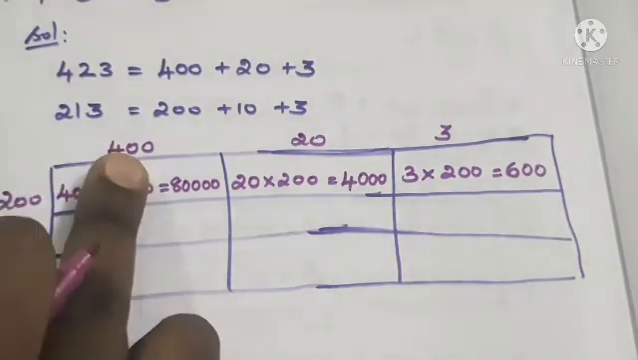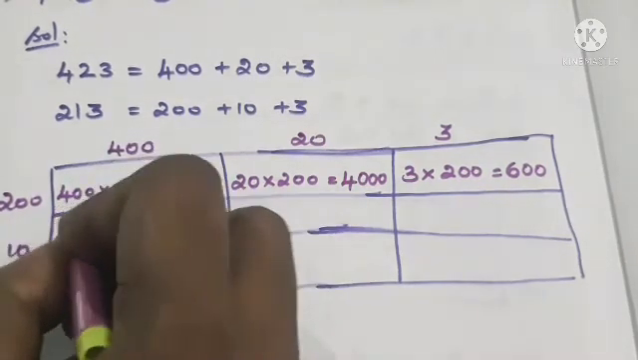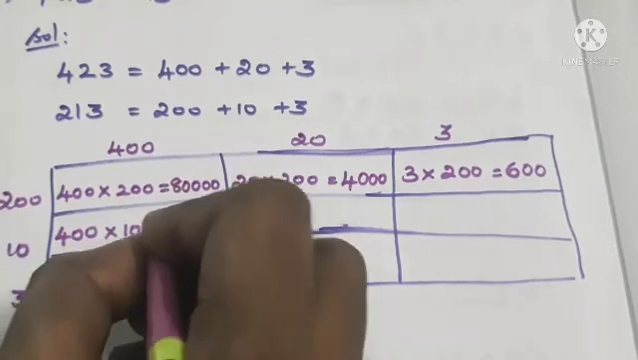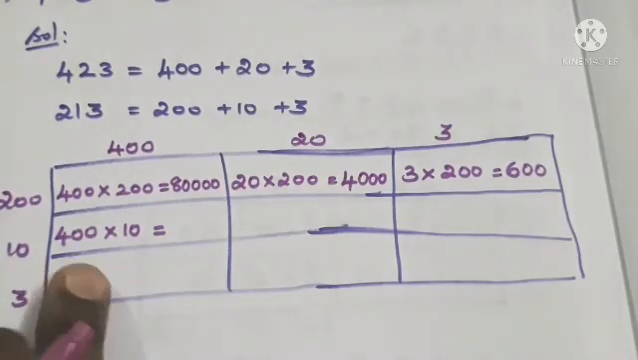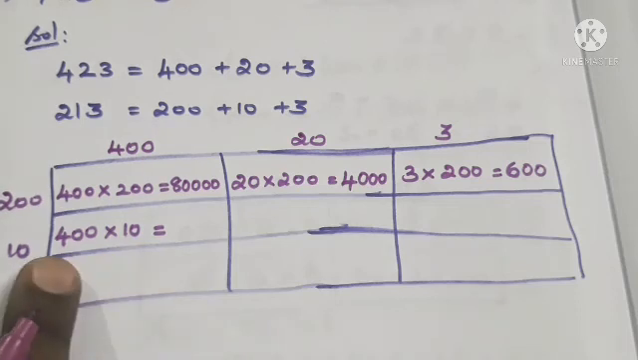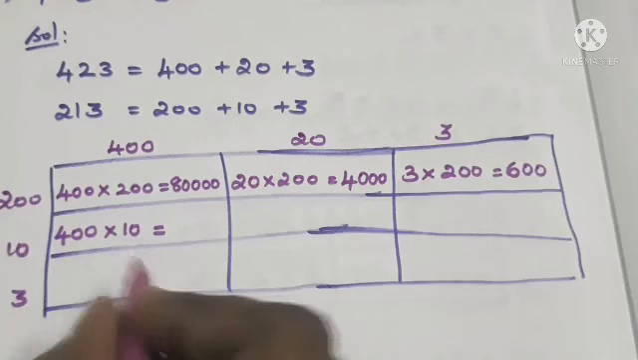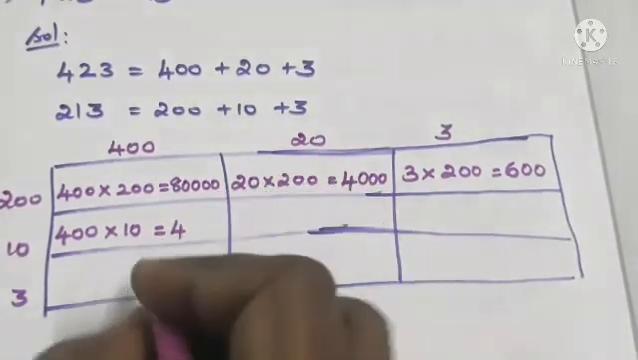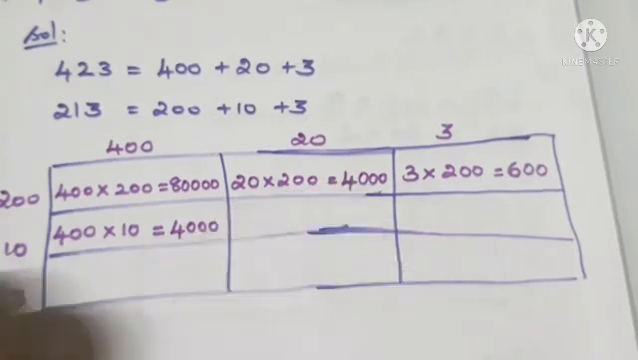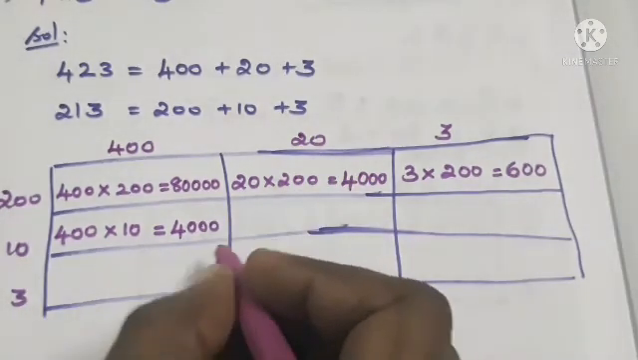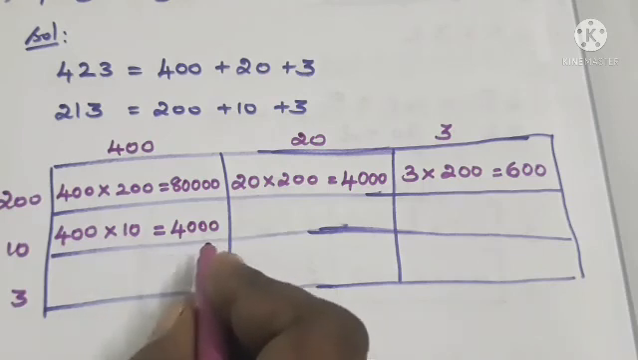10 we have to multiply it by 400. So we have to multiply the 400 by 10. We can leave the zeros in the ones and tens places and multiply the non-zero numbers. That means 4 into 1, 4 ones are 4. Next, how many zeros? 1, 2, 3, so 3 zeros we can write at the back of the 4, so we will get 4000 as the answer. So 400 into 10 is 4000.